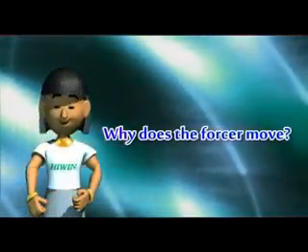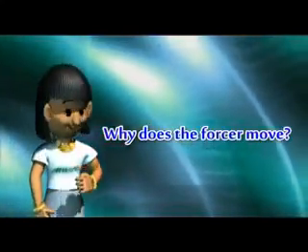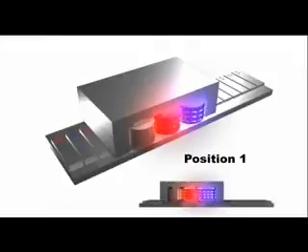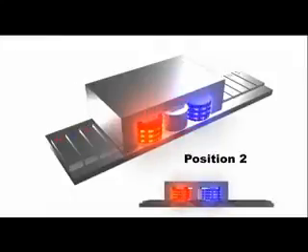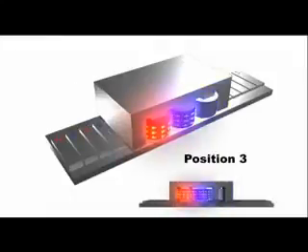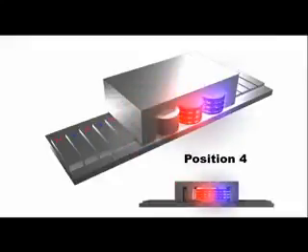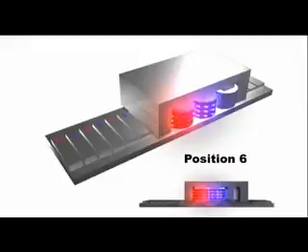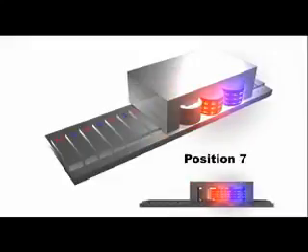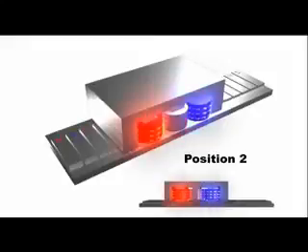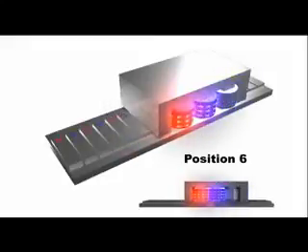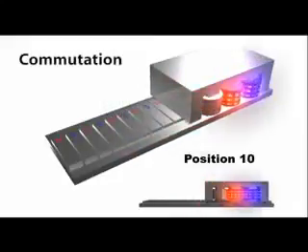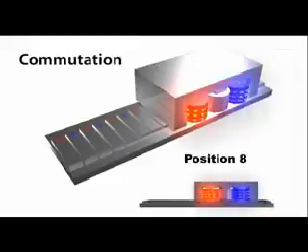Why does the forcer move? The forcer moves when the driver supplies different currents to the forcer at different times. You can see from the animation that when the coils are supplied with current in different directions, and there are large and small currents, the relative positions of the forcer and the stator will be different. The constantly changing current undergoes what is known as commutation, which is what causes the forcer and stator to undergo relative motion.